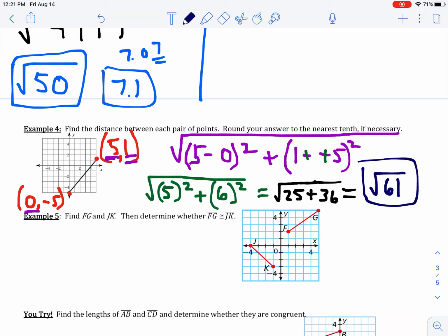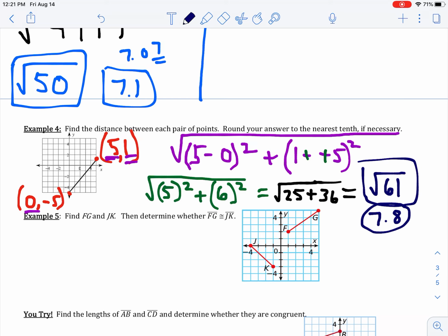However, if I wanted to write it to the nearest tenth, if you put that into your calculator, you'll get 7.8102. So if I go nearest tenth, I'm going to call it 7.8. All right. Example 5, we're going to have you try in a second.